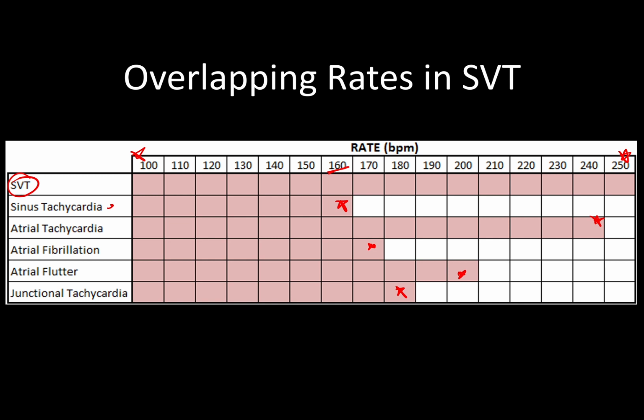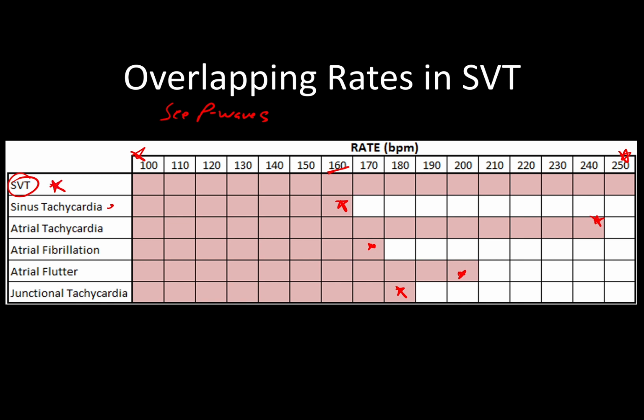And so as long as you can see the P waves, you can tell all of these apart. However, if they're going so fast that you cannot see a P wave in any way, shape, or form, all of a sudden you're stuck with SVT.